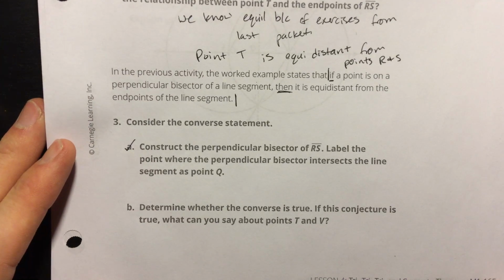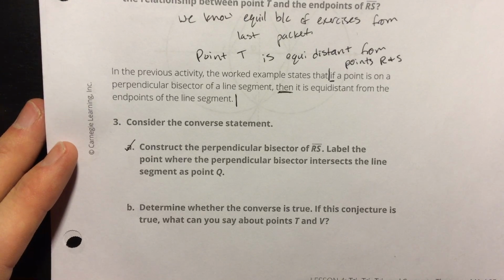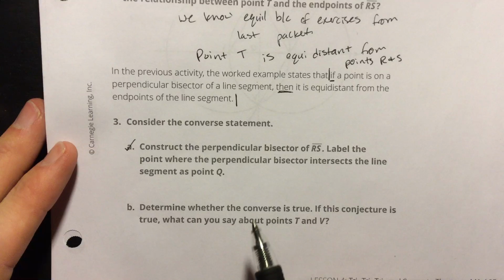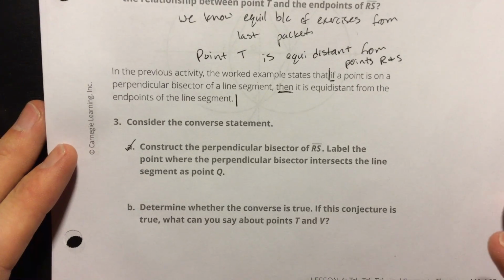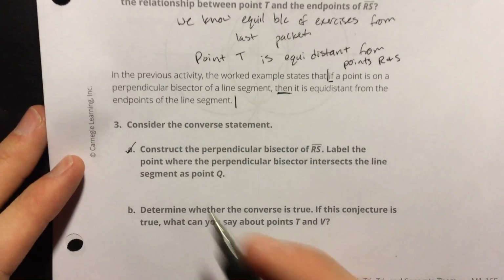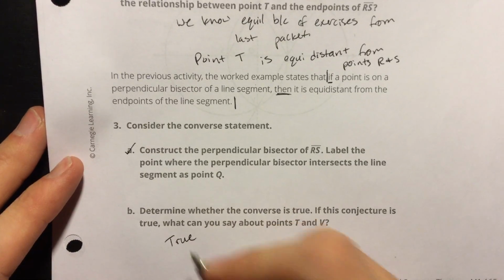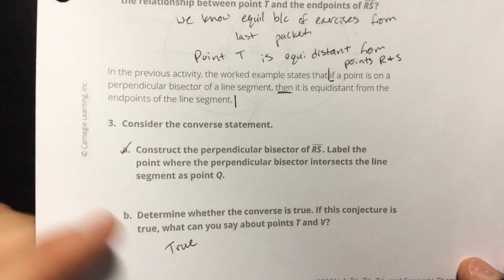So I would say determine whether the converse is true. So our converse again is that if a point is equidistant from 2 other points on a line segment, then it is on the perpendicular bisector of that line segment. So I would say it's definitely true. And then what can you say about points T and V?